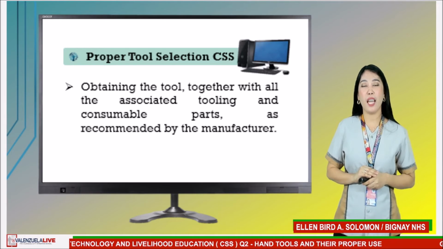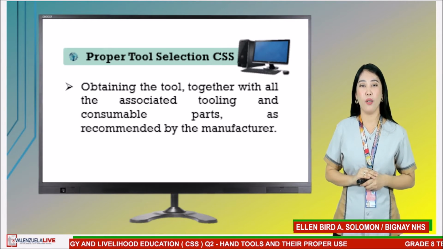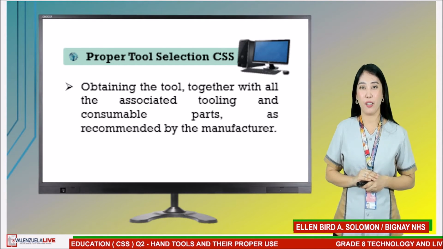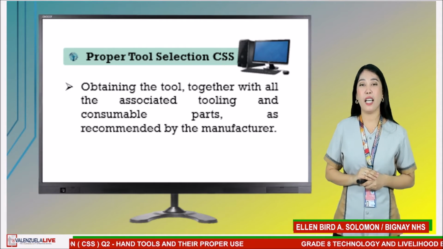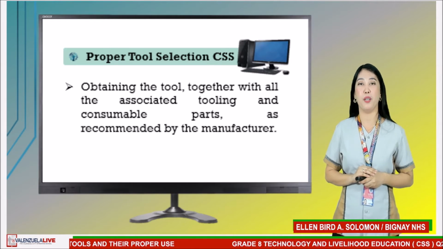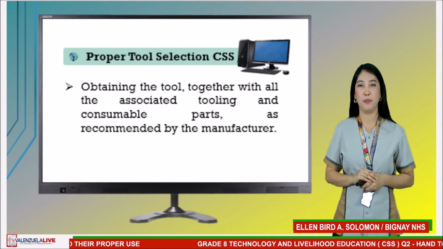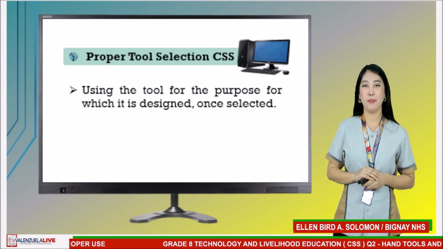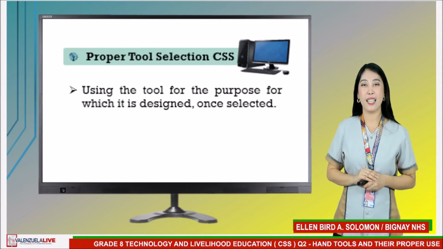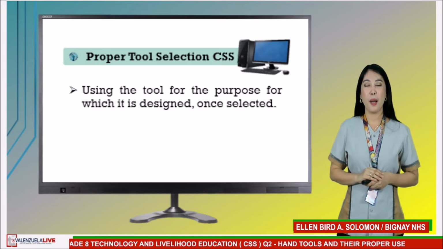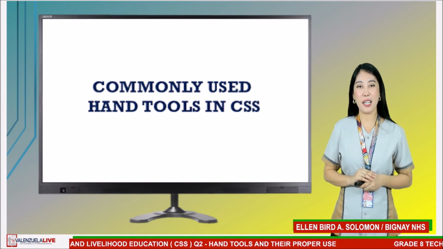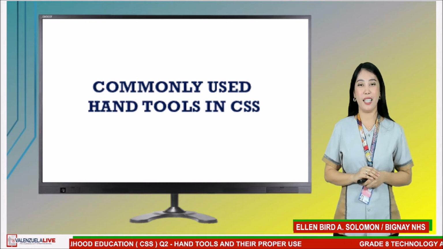Next, obtaining the tool together with all the associated tooling and consumable parts as recommended by the manufacturer. In addition, related consumable parts must also be selected and used according to their manufacturing instructions. And lastly, using the tool for the purpose for which it is designed once selected. Proper tool selection is always vital at all times. And here are some hand tools commonly used in CSS.